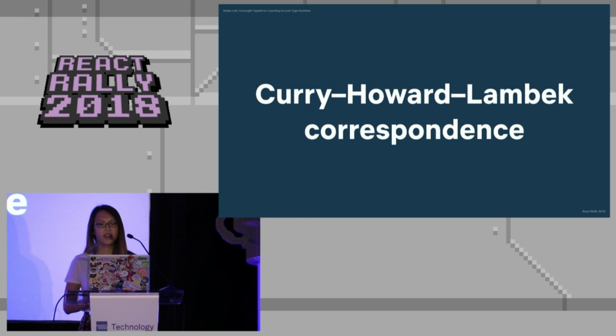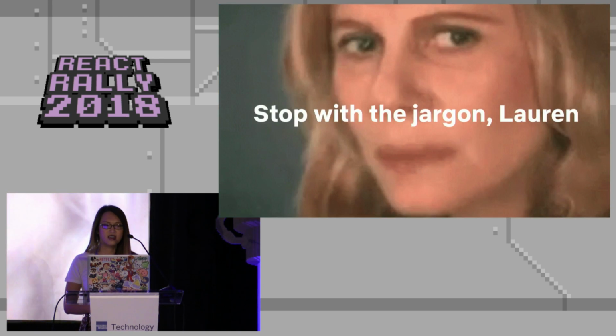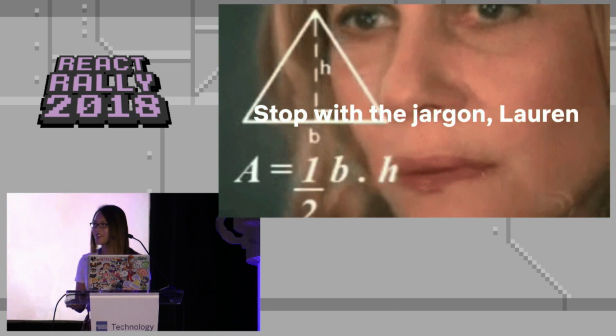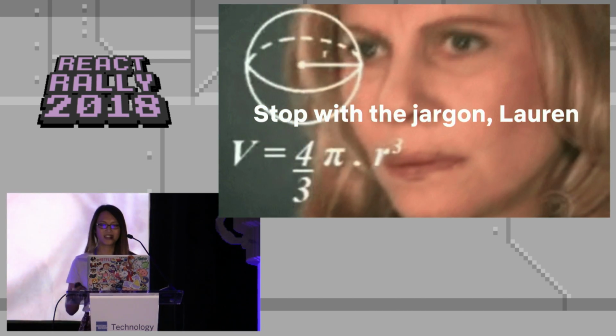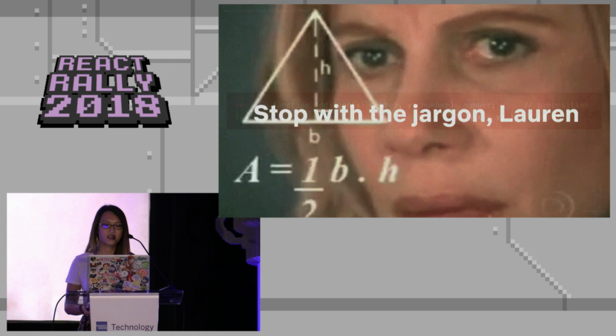So Curry, Howard, and Lambek are logicians and mathematicians who independently found that these three mathematical theories were describing the same idea in different ways. So this correspondence is the relationship between these three theories: proof theory, category theory, and type theory. If this sounds arcane to you, don't worry. I'll try my best to explain, as I promised earlier.